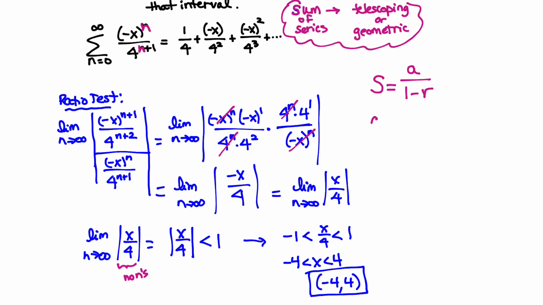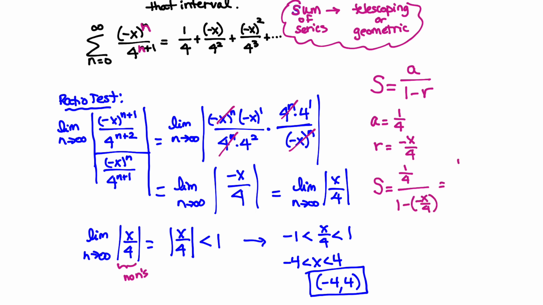And so what is my a value, Max, for this guy? What'd you get? 1 over 4. And James, I think you had the r value. Yeah, r is negative x over 4. Beautiful. And so the sum is going to be 1/4 divided by 1 minus negative x over 4.